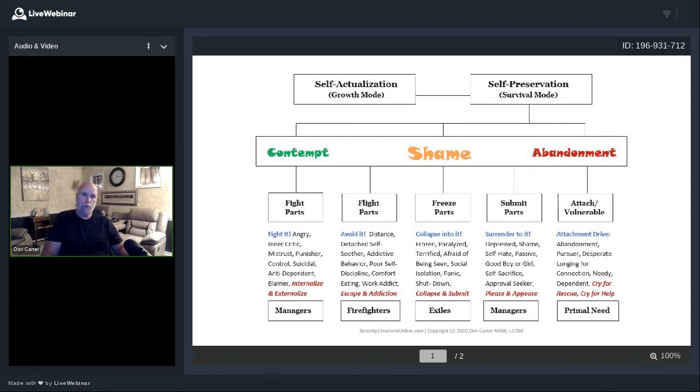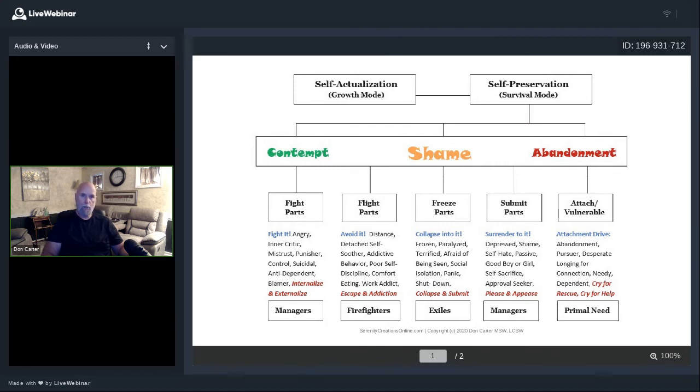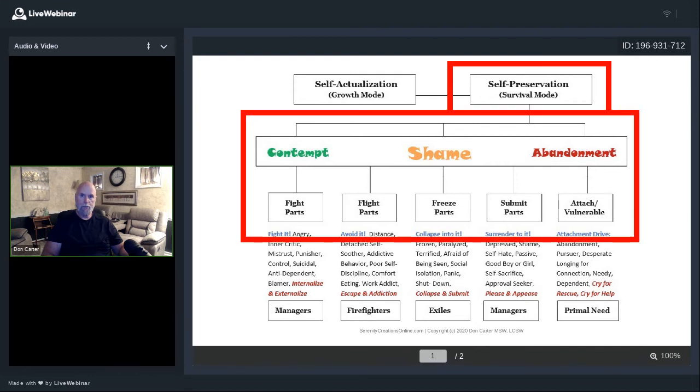So to start with, on the structural dissociation, I'll direct your attention to this upper tier where there are two boxes: self-actualization and self-preservation. In other words, growth mode and survival mode. Now, when we get triggered into survival mode, it lights up all these other things down here. And the whole structural dissociation map then becomes activated.